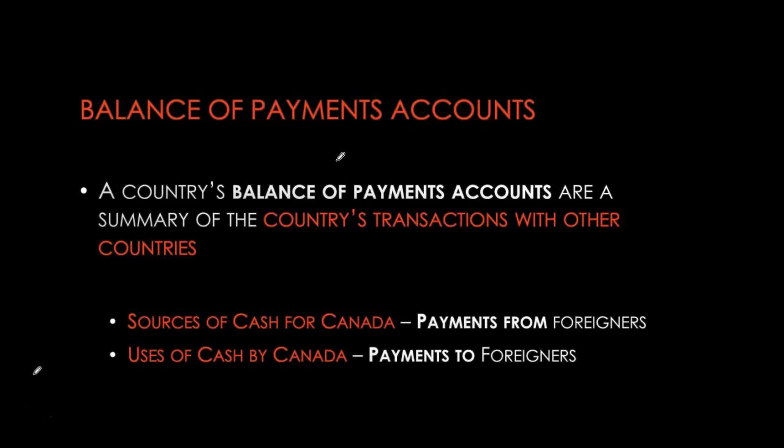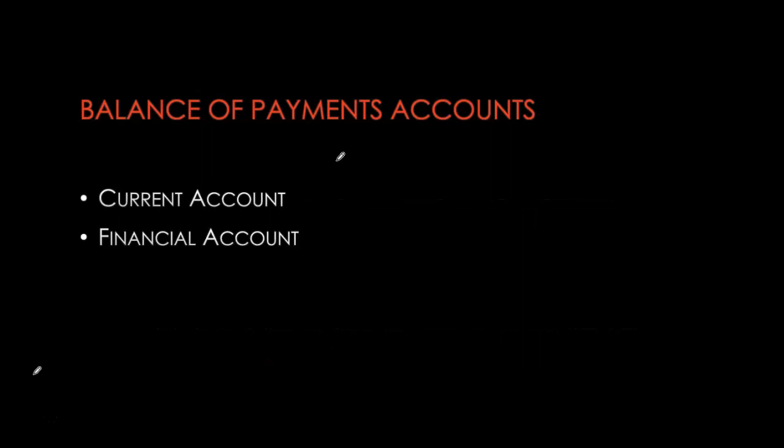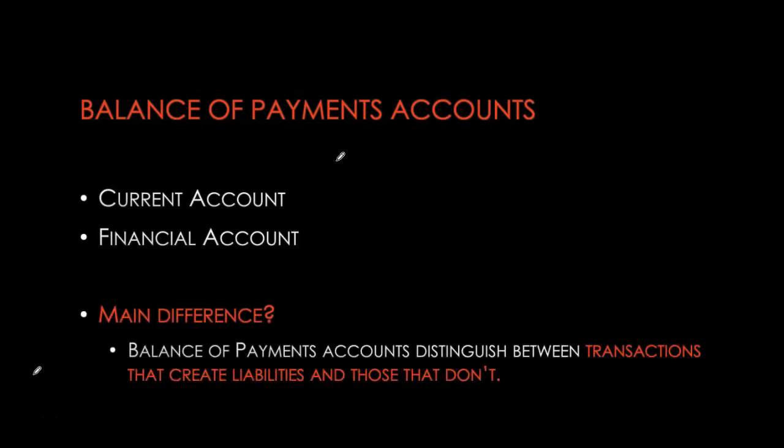Now within sources and uses of cash, we can further split these transactions as being part of either our current account or our financial account. Whether they are in the current account or financial account, the main distinction is based on whether the transaction is creating a liability. If any transaction creates a liability on one party, either the domestic party or the foreign party, that transaction will be part of our financial account. If it's not creating any liabilities in the future, then it will be part of our current account.